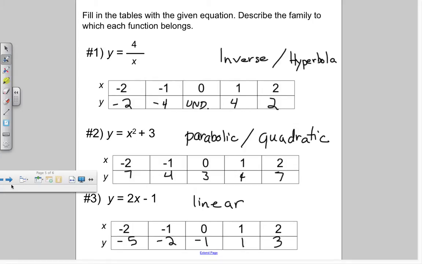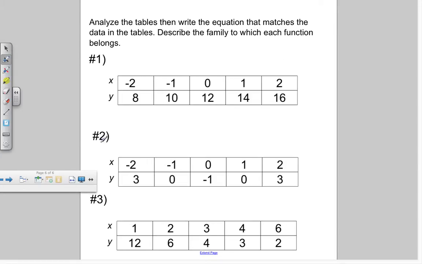Okay? All right, finally, the very last thing they'll ask you to do in this lesson is to look at the chart. They give you the pairs. Analyze the tables, then write the equation that matches the data in the tables. Describe the family to which each function belongs. Okay, so this is the last thing that they ask you to do.